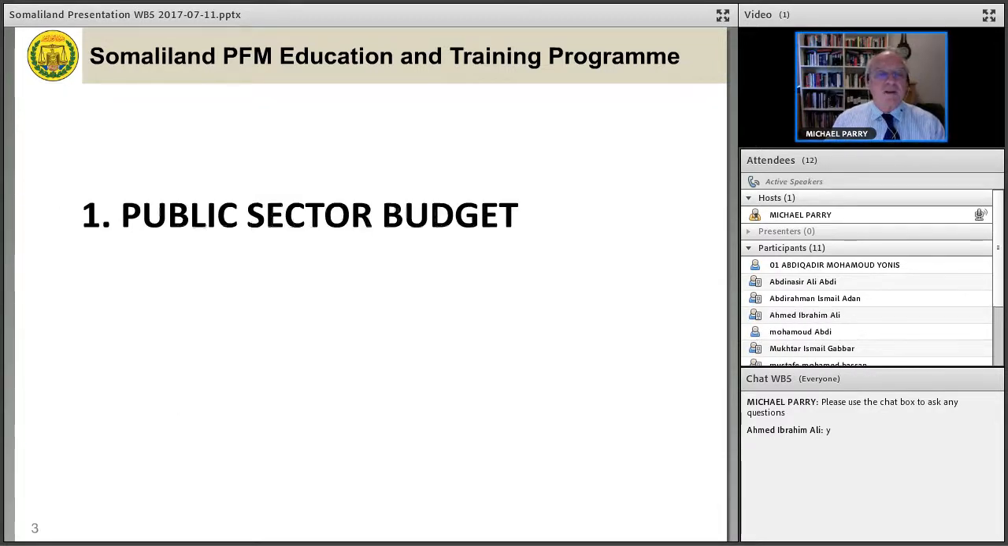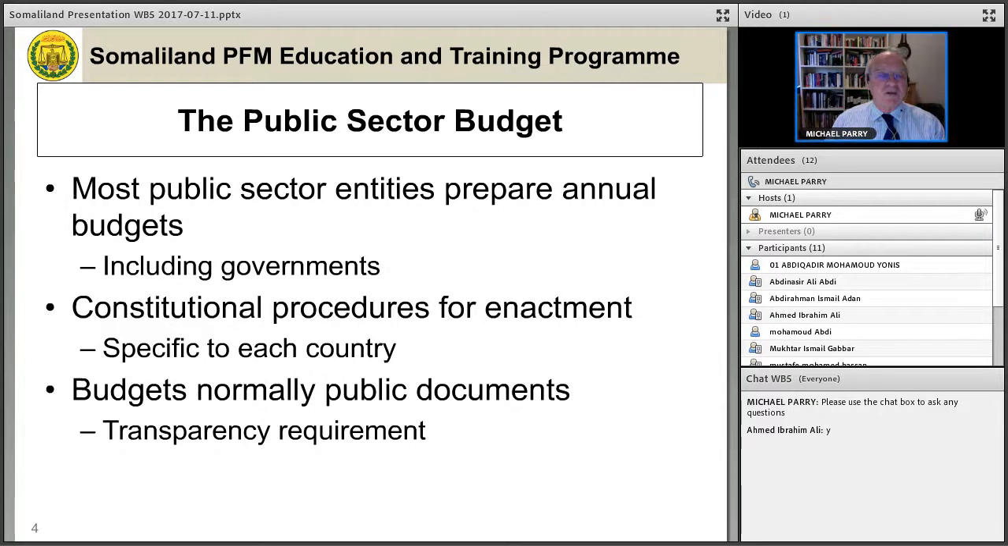So the first area is the public sector budget. As I say, we've already discussed that in some detail on the legal nature of the budget. Most public sector entities prepare annual budgets, including governments. Within each country, there will be constitutional procedures for enactment which are specific to each country. In the next module in your course, PFM for Somaliland, we'll look at the particular constitutional and legal requirements in Somaliland, but they fit in with a general international pattern.